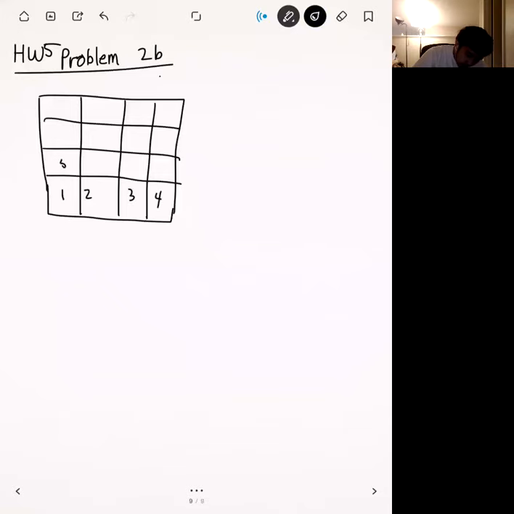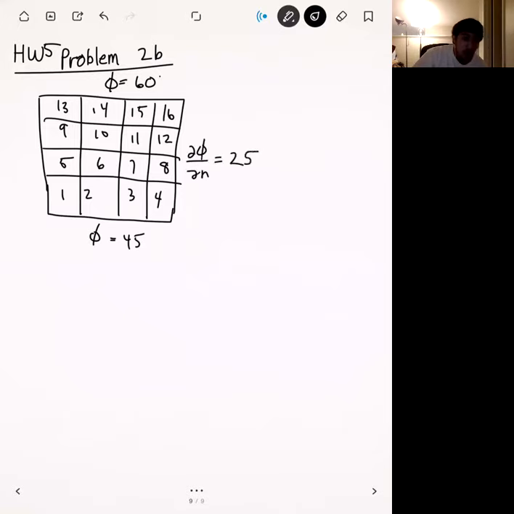And so we're going to have 16 cells. Okay. And then our boundary conditions are the following. And so we have phi is equal to 60 up top, phi is equal to 45 on the bottom. Okay. We have a Neumann condition here on the right side and a Neumann condition here on the left side.